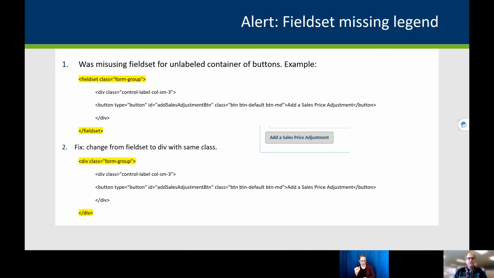Alert for Fieldset missing a legend. This was due to misusing a field set for an unlabeled container of buttons. For example, we have a field set with the class of form group. We have a button for add a sales price adjustment. The fix was to change from a field set to a div with the same class. So instead of using the field set with that class form group, we just change it to a div with class equals form group.